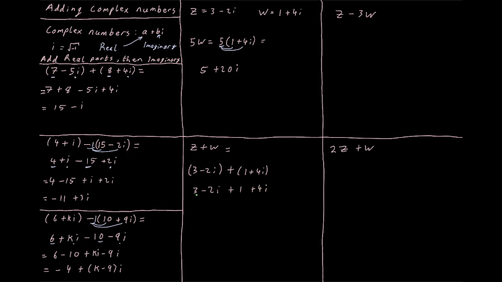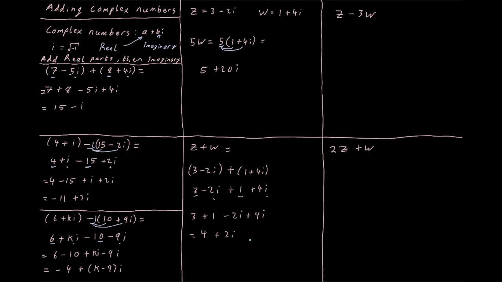Gather together the real parts and the imaginary parts. And I have 3 plus 1 minus 2i plus 4i. So I end up with 4 in the real in total and 2 in the imaginary. So minus 2 plus 4 is 2 of my i's, my imaginary numbers, my square root of minus 1.